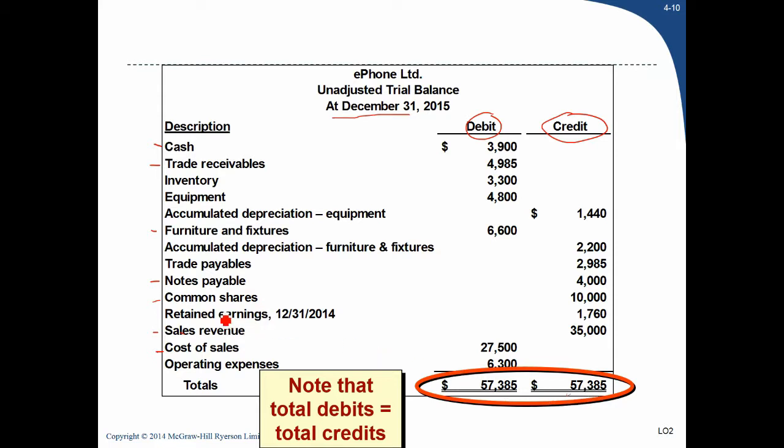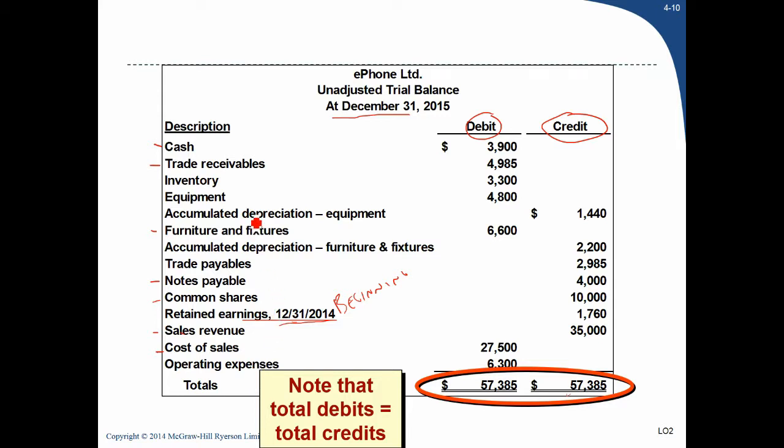One thing to note, this retained earnings, notice the date. Sorry about that, this is beginning retained earnings, okay? This is at the beginning of the period. And then we have sales, revenue, cost of sales, and operating expenses.